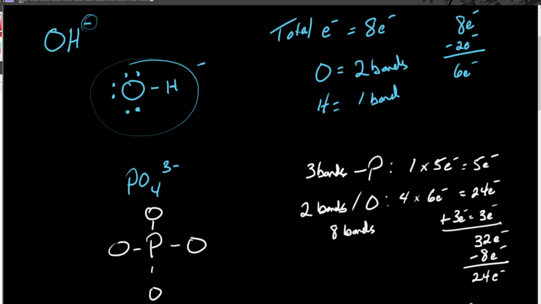Okay. And now, check this out. How many oxygens do we have? We have 4 oxygens. If I made all the oxygens the same, how many electrons would be around each one as lone pairs? 6. 4 times 6 is 24.